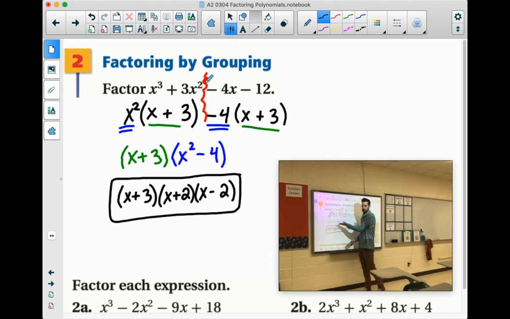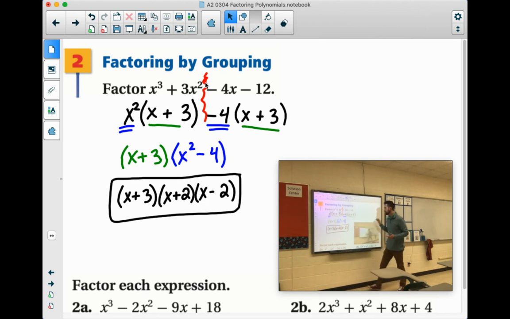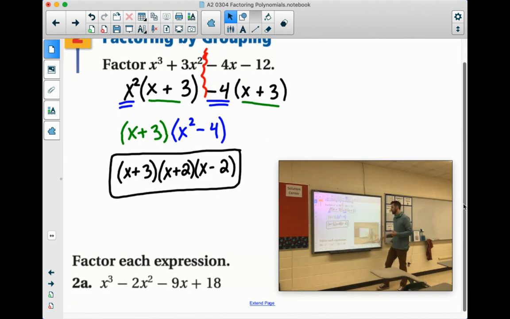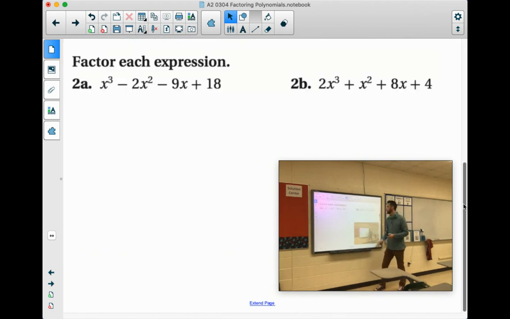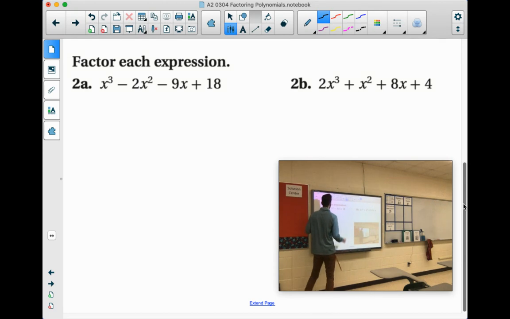You might not always be able to factor that. You might not have a difference of squares there, and that's fine. But always check for that. And always check for greatest common factor first. Go ahead and try these. Pause here, try them, and I'm going to work them out.